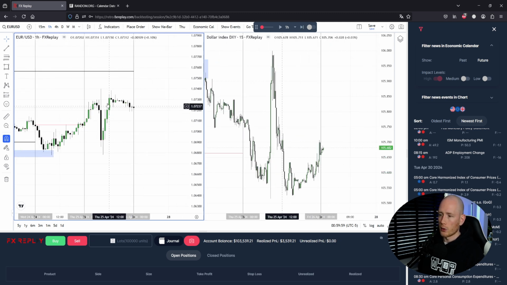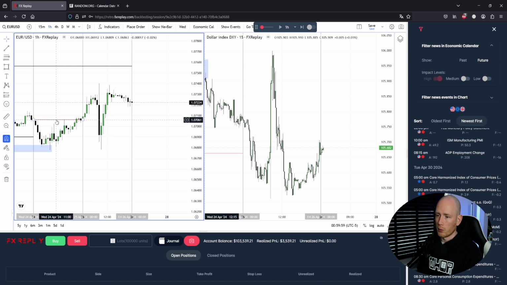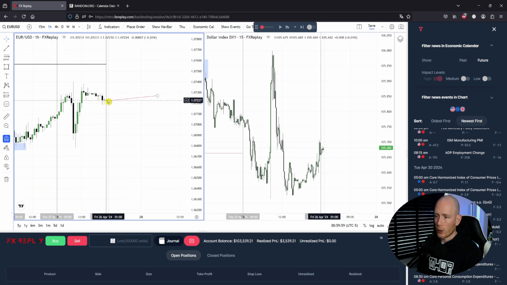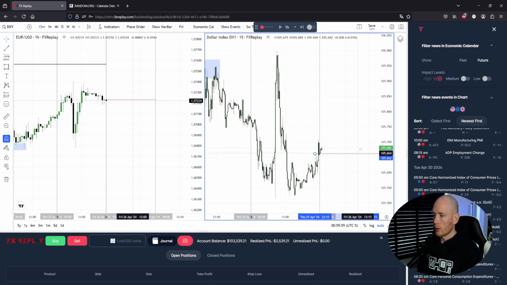I like this. There's a nice consolidation. And we do actually, look, this is the nice thing over here. Let's put midnight opening price again over here. So we know where we are relatively to New York midnight. Same thing with DXY. Give me the line.